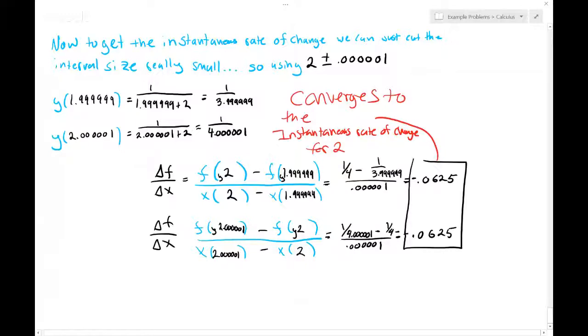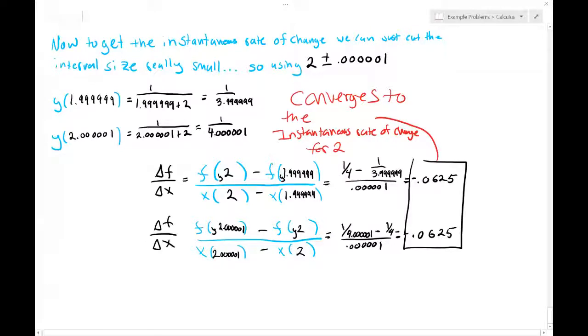For the value 2, our input values were small enough in interval size to essentially zero in on the average rate of change for exactly 2, which is the instantaneous rate of change. Essentially, you can use this average rate of change with smaller and smaller interval sizes to find the instantaneous rate of change for any function.